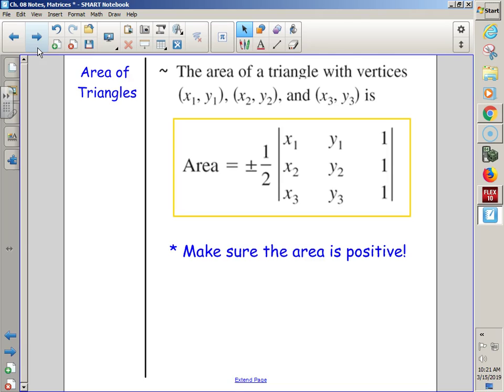Any points? How about any 3 points? So the only time 3 points won't make a triangle is when they're all on the same line or have the same slope between them. Yeah. Any 3 points can make a triangle unless they're all on the same line.